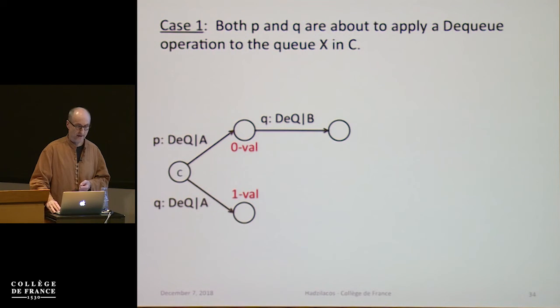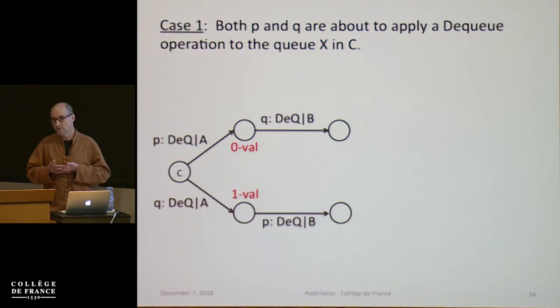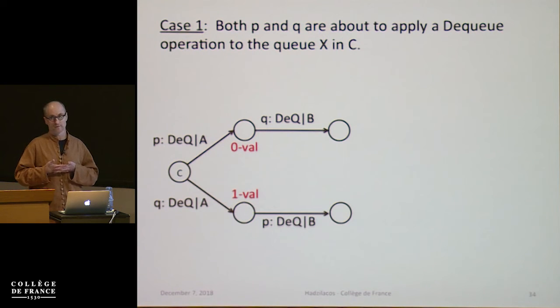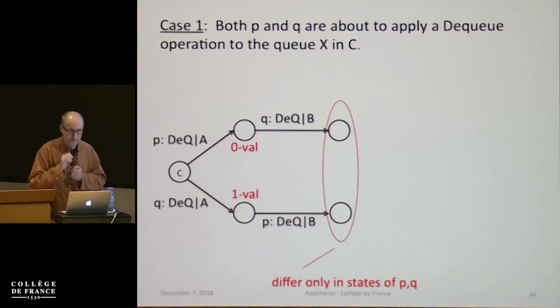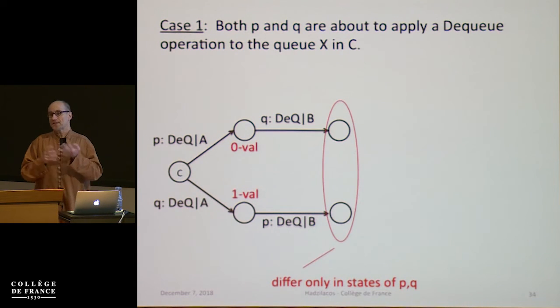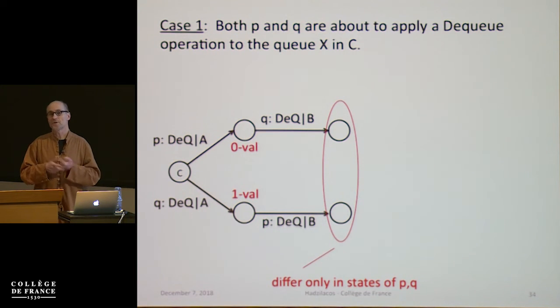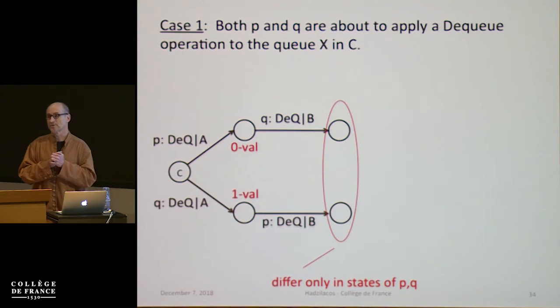And correspondingly, let's make P take the next step from the bottom configuration. It will also dequeue what was the second element in the queue, B. Now compare these two configurations. Okay? The queue is in the same state. It is what it used to be in configuration C with the first two elements removed. All the other objects are in the same state because we haven't touched them. Process R is in the same state because it hasn't taken any steps. So these two configurations differ only in the states of P and Q. Only P and Q can tell the difference between these two configurations.